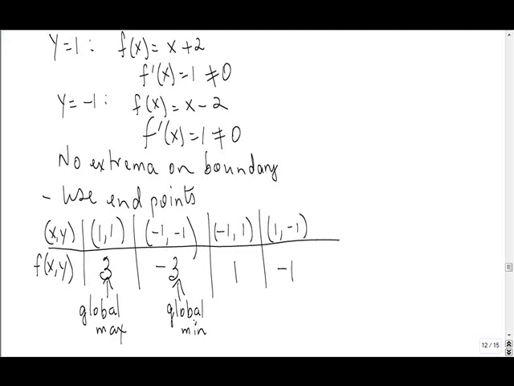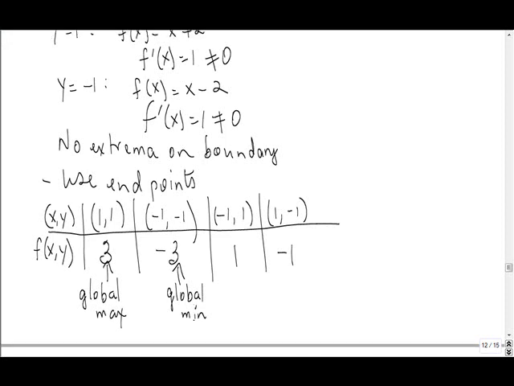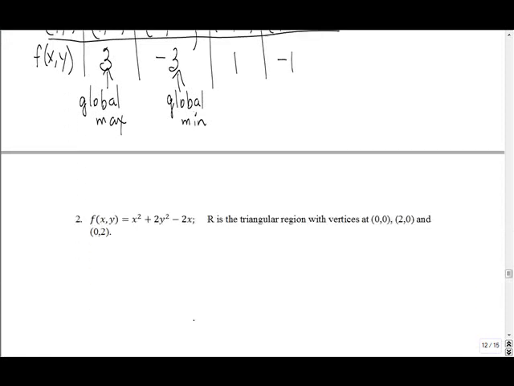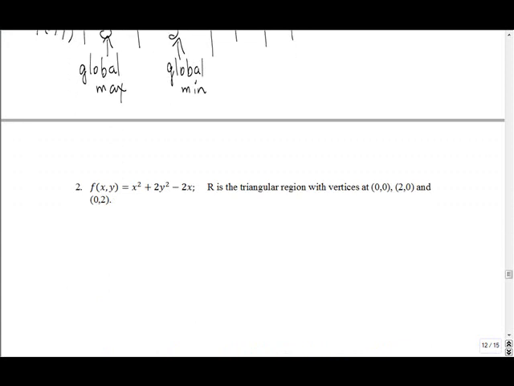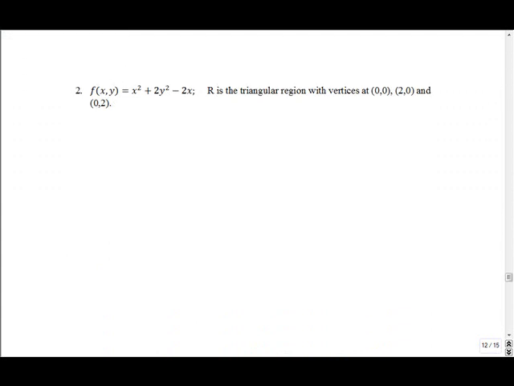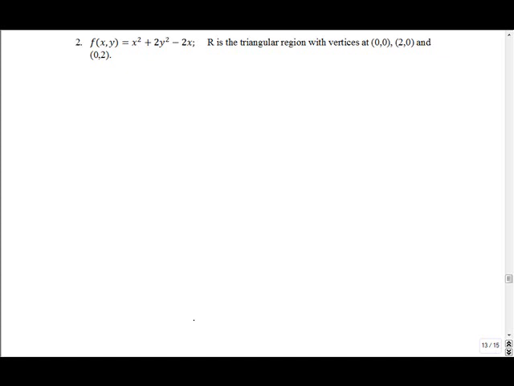So they are not as easy as that. That was easy because we only use the endpoints. So let's do some others. Number 2. F of xy is x squared plus 2y squared minus 2x, and R is the triangular region with vertices at 0, 0, 2, 0, 0, 2.